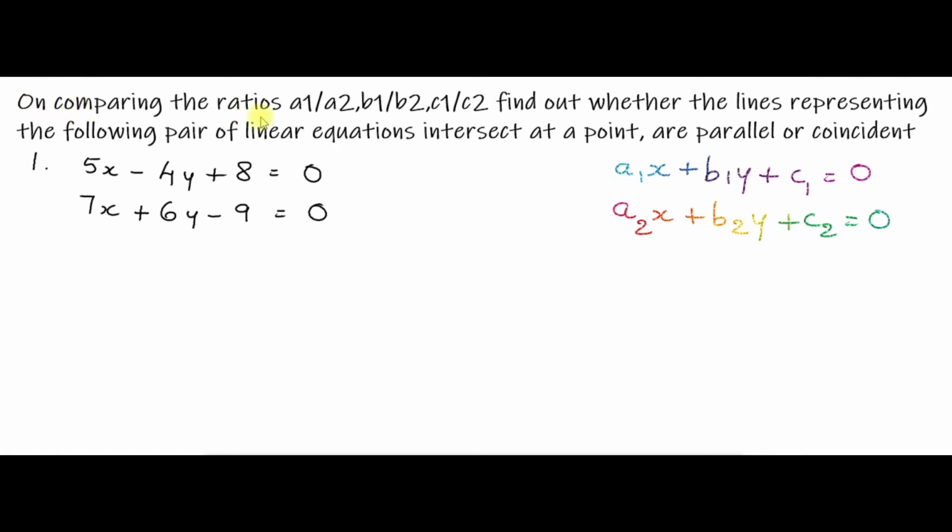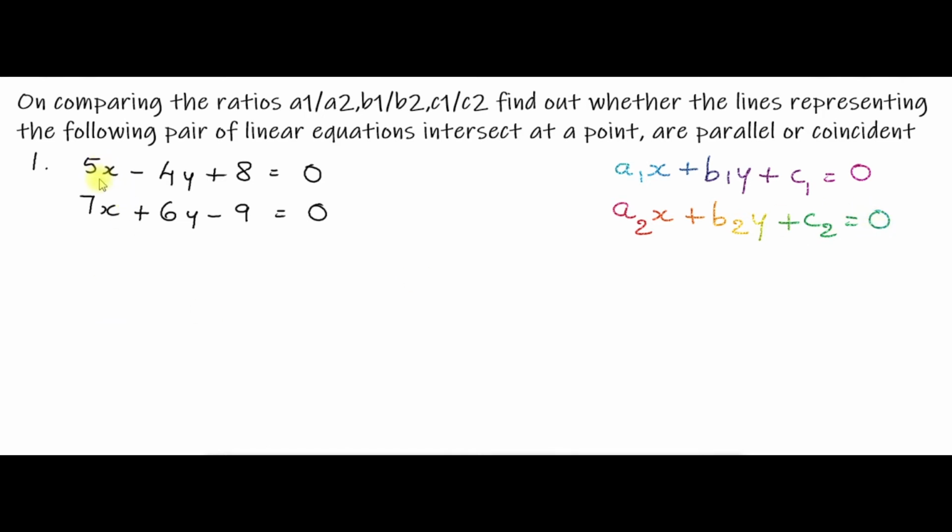On comparing the ratios a1 by a2, b1 by b2, c1 by c2, find out whether the lines representing the following pair of linear equations intersect at a point, are parallel or coincident. We have already seen three conditions for being coincident, parallel or intersecting at a point. So, we have to compare with the general equations a1x plus b1y plus c1 equal to 0 and a2x plus b2y plus c2 equal to 0.